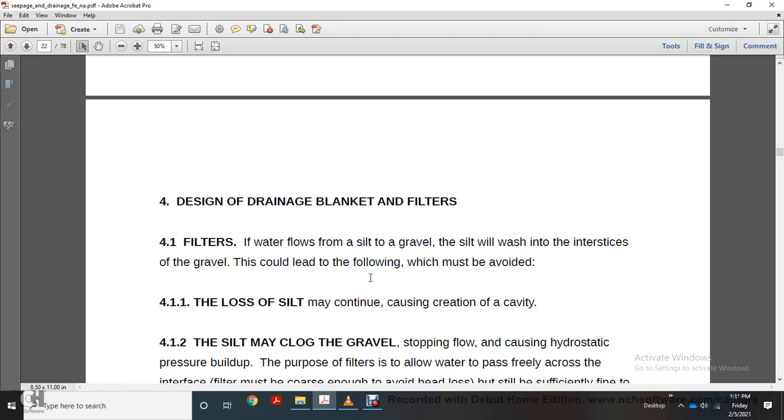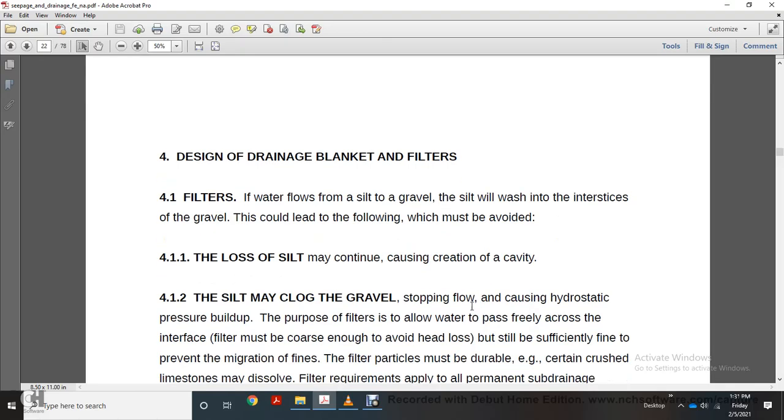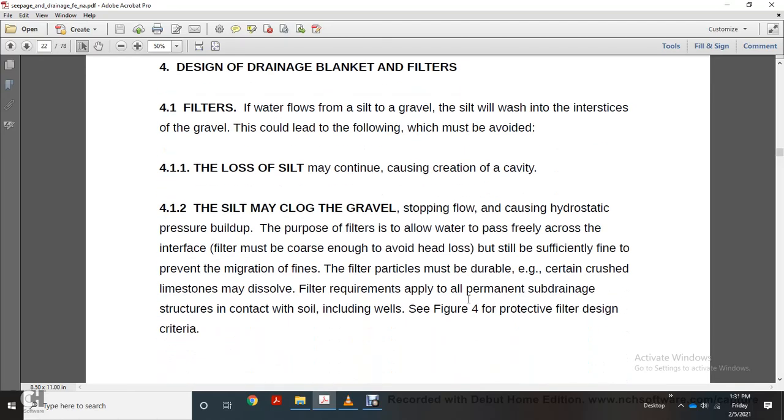The silt will wash into the interstices of the gravel, which could lead to the following, which must be avoided. Loss of the silt may continue, causing the creation of a cavity. The silt may also clog the gravel, stopping the flow of water and causing hydrostatic pressure buildup.